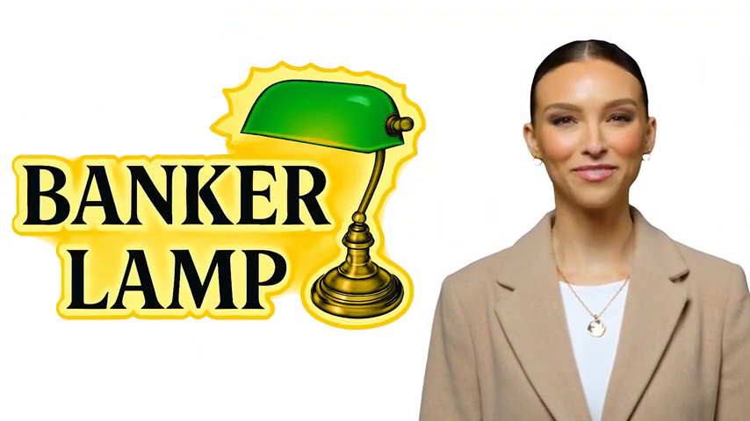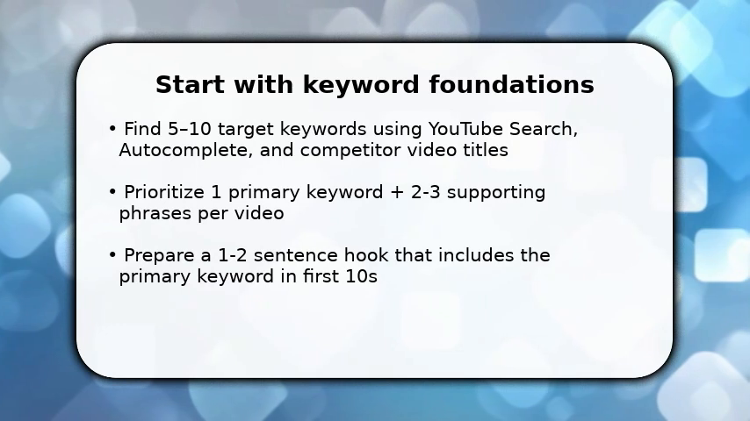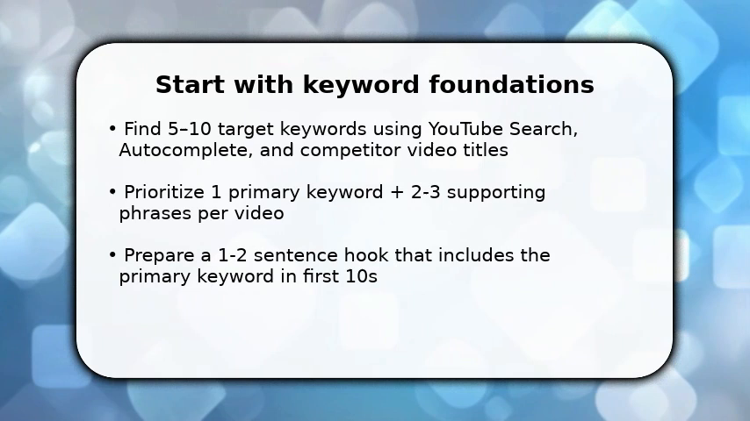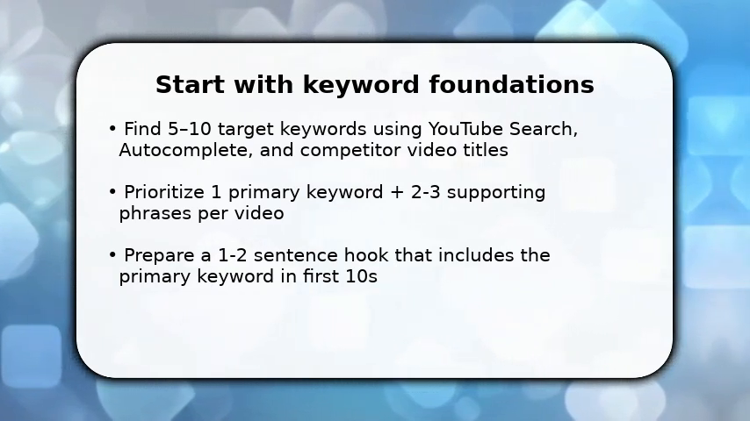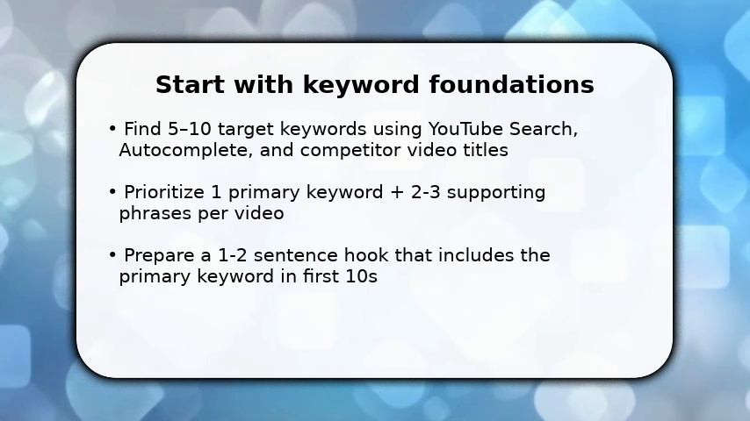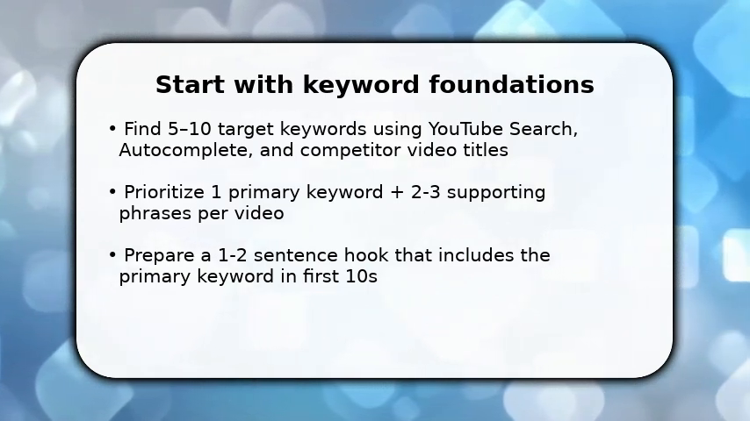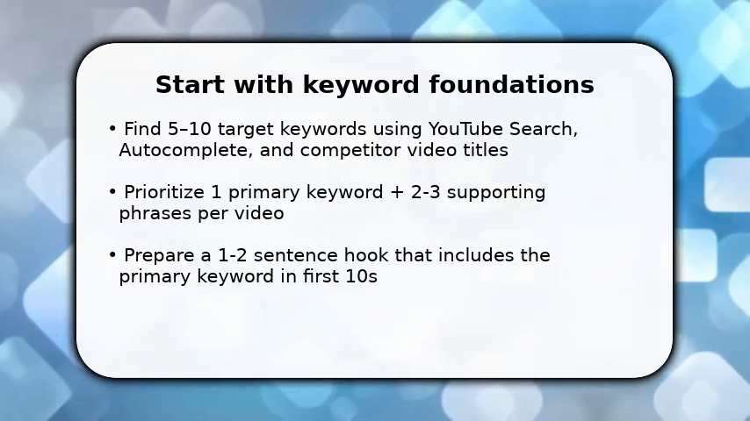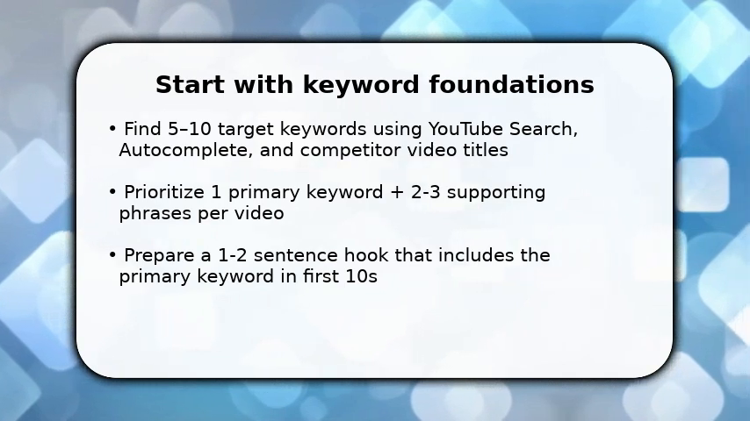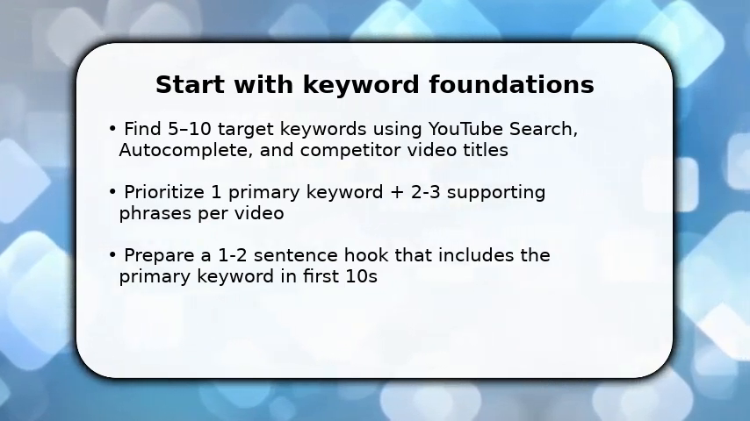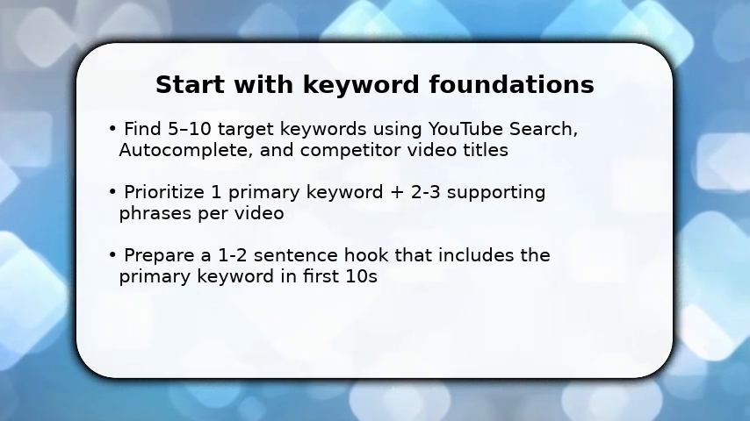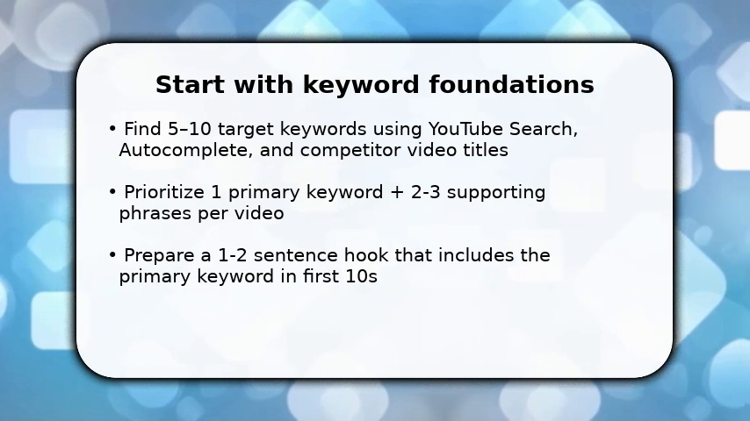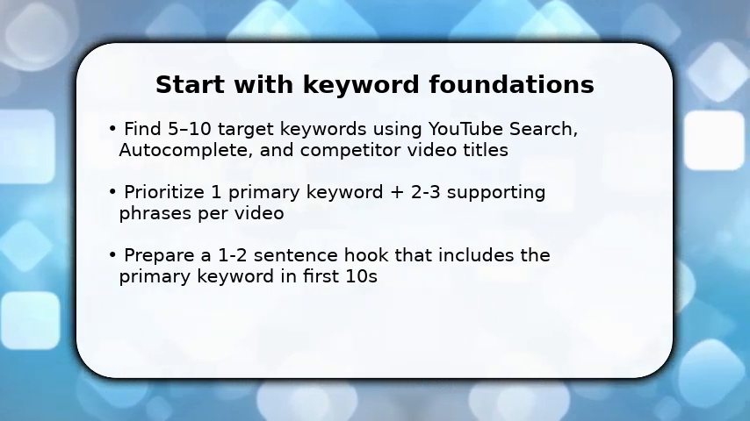You begin by choosing keywords that match intent. This is the foundation. Use YouTube search and autocomplete to compile 5-10 candidate phrases, then pick one primary keyword and 2 to 3 supporting phrases. Once done, craft a short 1-2 sentence hook that naturally uses the primary keyword within the first 10 seconds so YouTube understands topic relevance. Make sure to note variations and synonyms for later. This step starts ranking signals immediately, so do it before you edit visuals or write the full description.